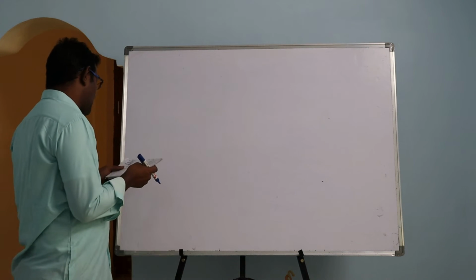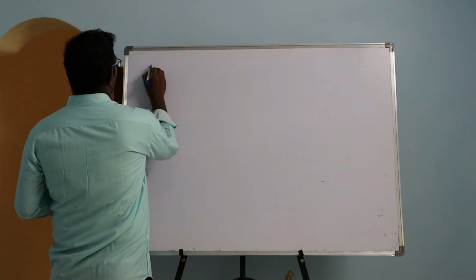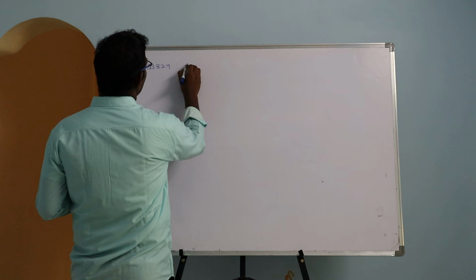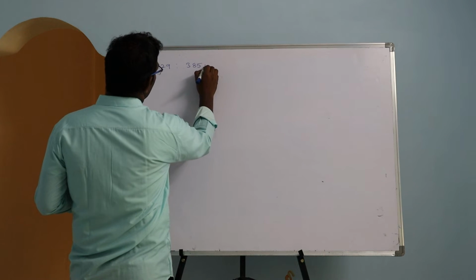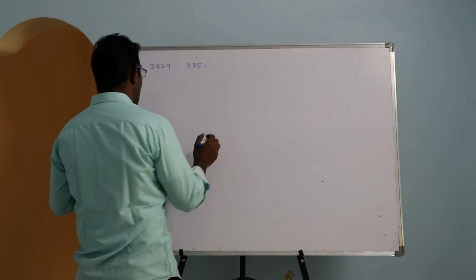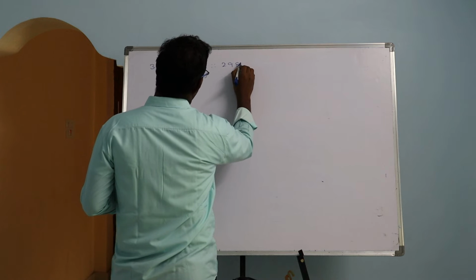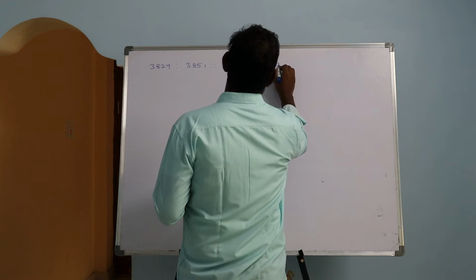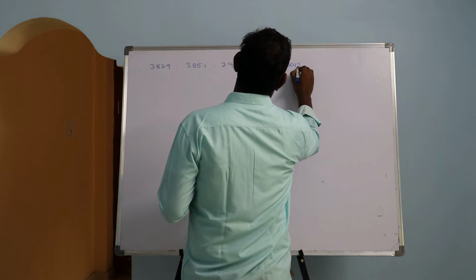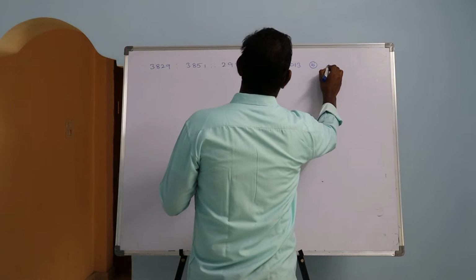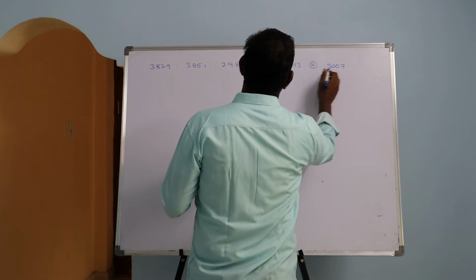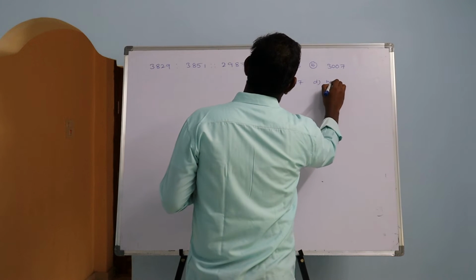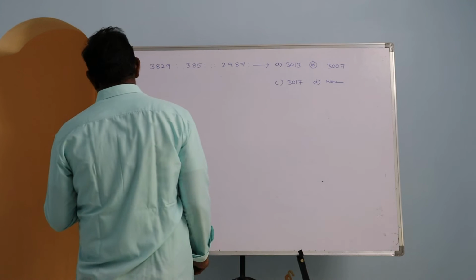Right here. Alright, next picture. 3829 is related to 3851 as 2987 is to dash. Option A is 3013. Option B 3007. Option C is 3070. Option D none of these.